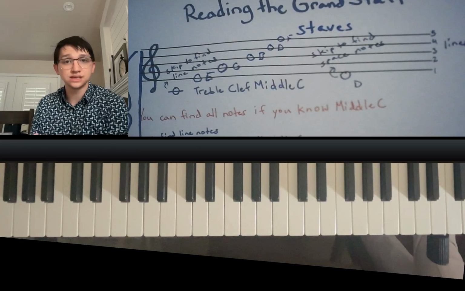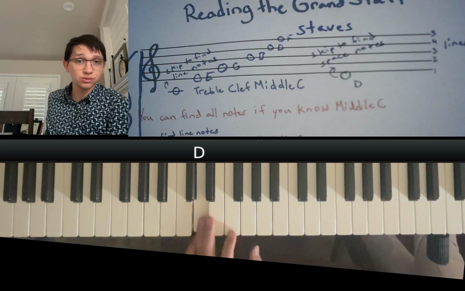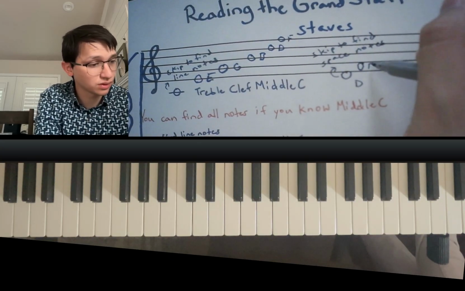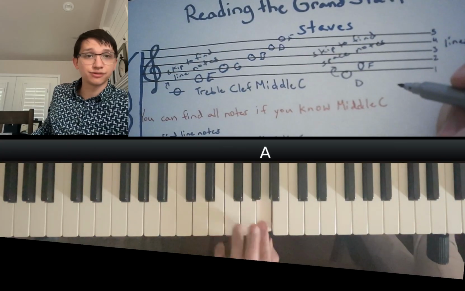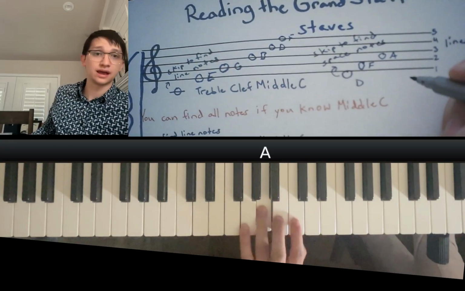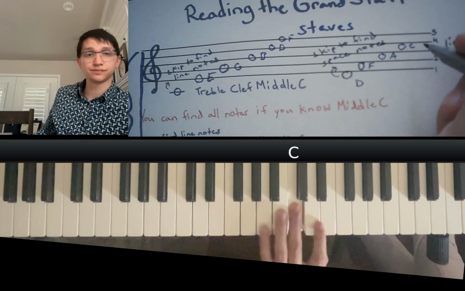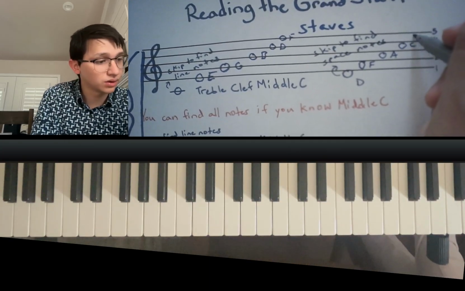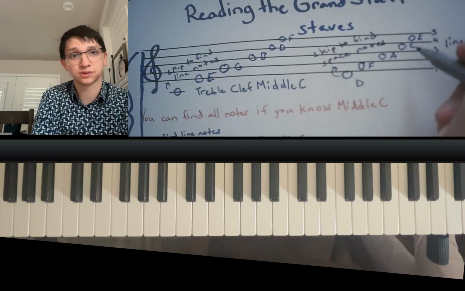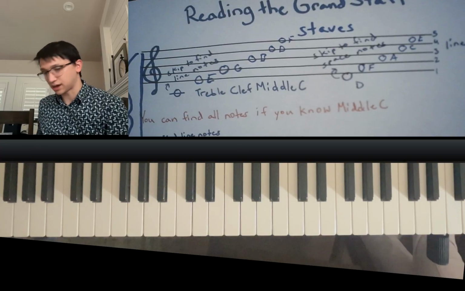You could also just start from D and again, skip your way up. So starting from D, a skip up from D would be F. Okay, so the first space would be F. Then skip up from F would be A. Skip up from A would be C. Skip up from C would be E. Now I'm going to go ahead and say, so F would be the first space, second space, third space, fourth space.